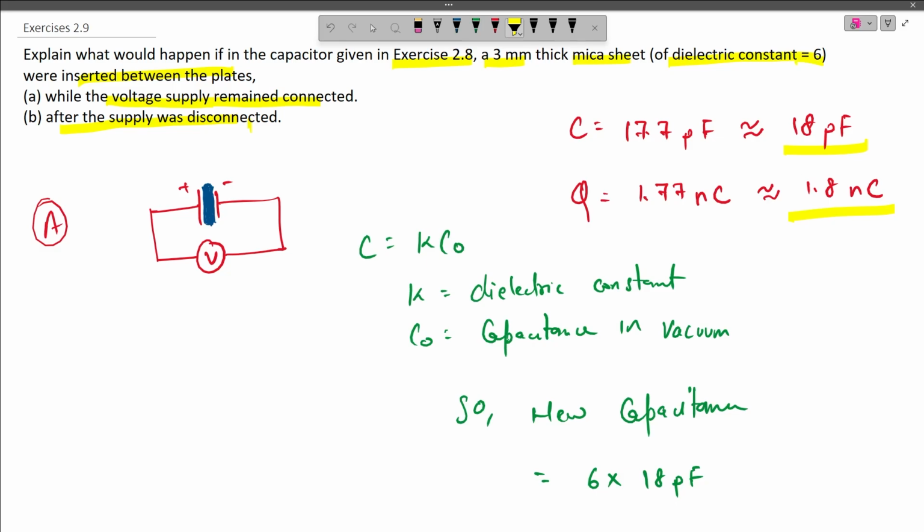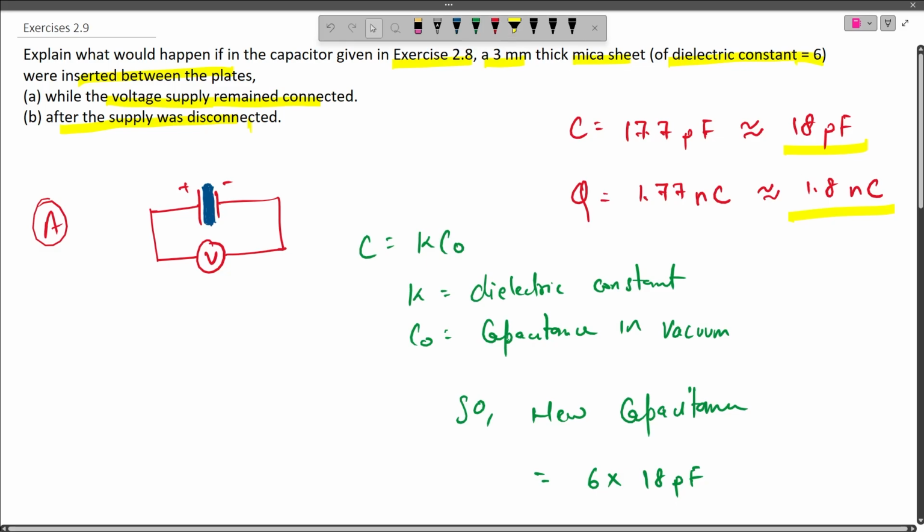Now we have to find out what will happen. And the second case is the dielectric material is being inserted while the voltage source, or the potential difference, is not being maintained. That is case 2.